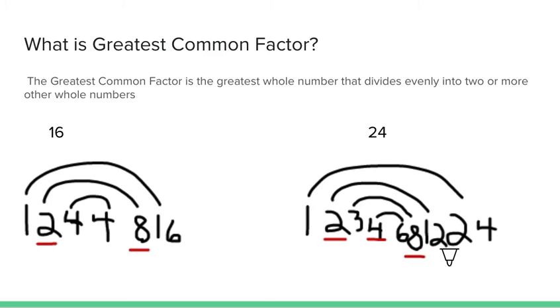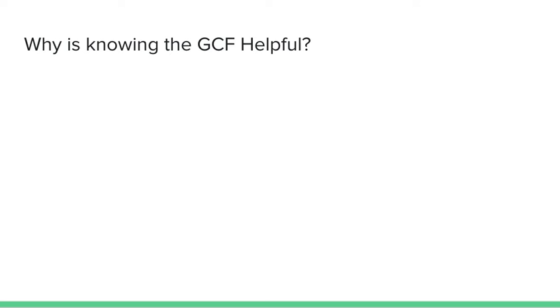And I think that's pretty much it. 16 doesn't have 12 as a factor or 24 as a factor. So out of the... sorry, I didn't underline 4. I should have done that. So out of the 3 shared factors, which are 2, 4, and 8, which one is the greatest one? Well, it's pretty obvious. 8 is the greatest common factor between 16 and 24. So there you have it.